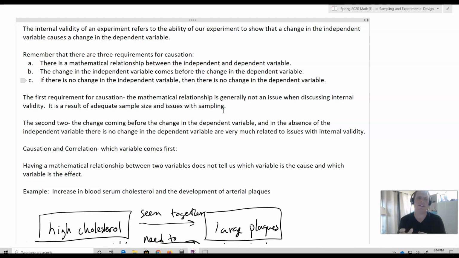Secondly, we want to ask ourselves, if there is no change in the independent variable, am I still going to get change in the dependent variable? That's a question of confounding and lurking variables. Do I have a lot of confounding and lurking variables that may be responsible for the changes in my dependent variable? If I could sit there and poke holes in the experiment and go, what about this? How did you deal with that?